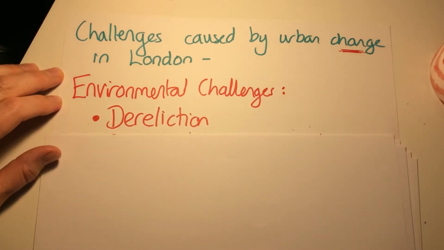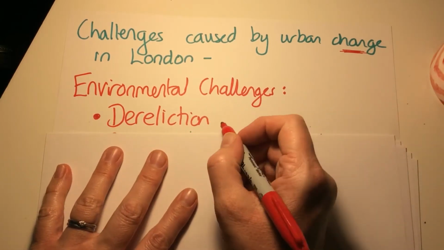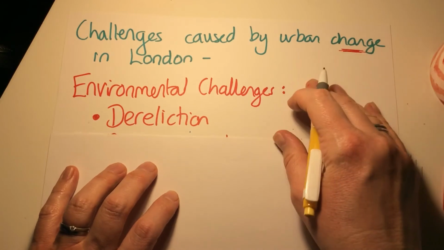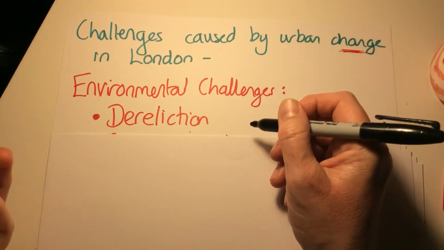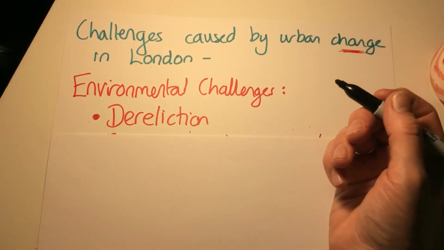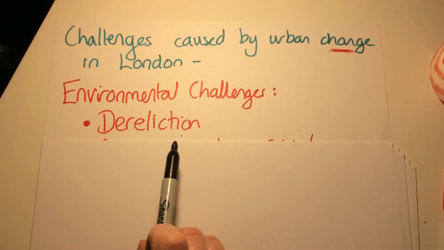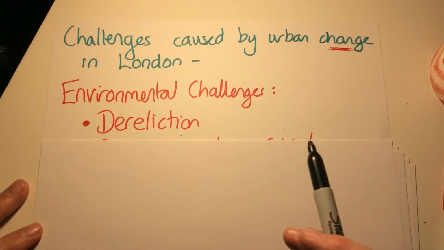Okay, so the first point that we're asked to pick up on by the exam board is this idea of dereliction. So if I said, well, there's a derelict building, what does that mean? A derelict building is one that is empty, run down and no longer used. So what urban change would lead to dereliction? It will be a building that was used in the past and is not used now.